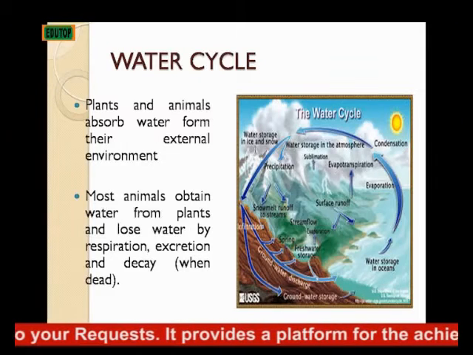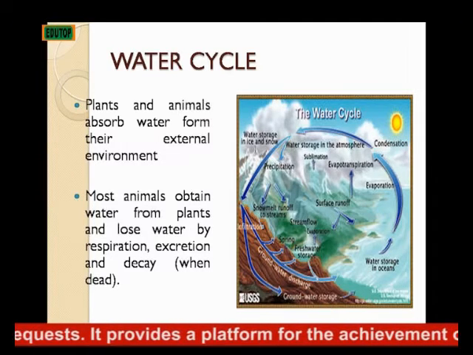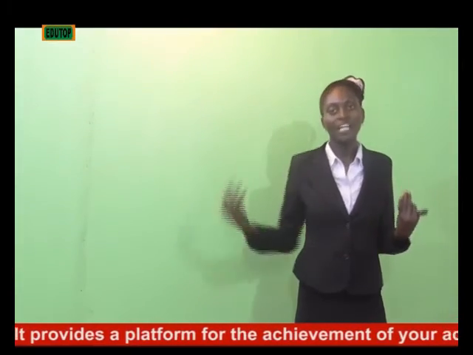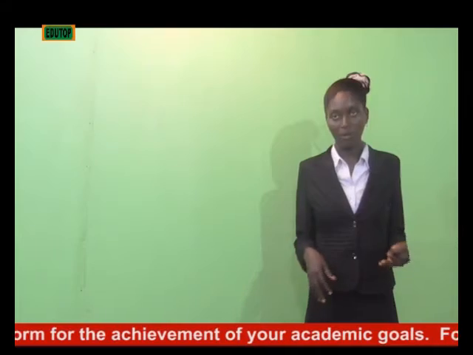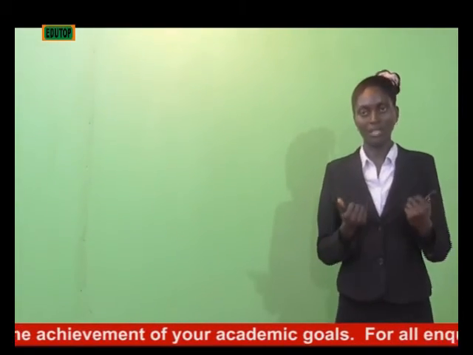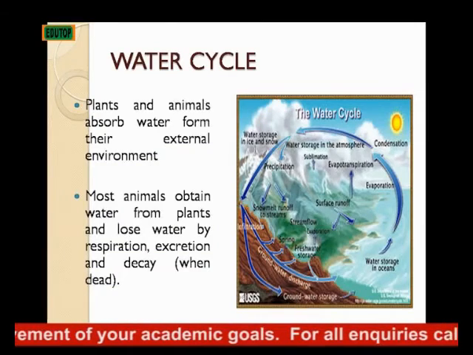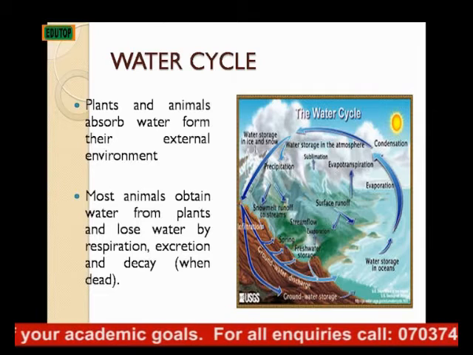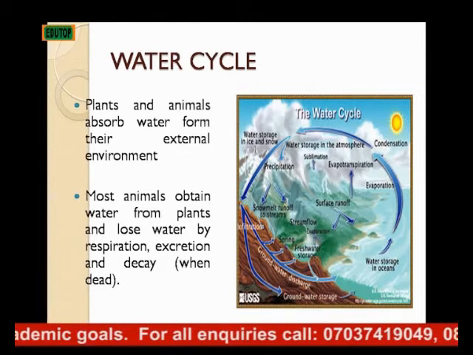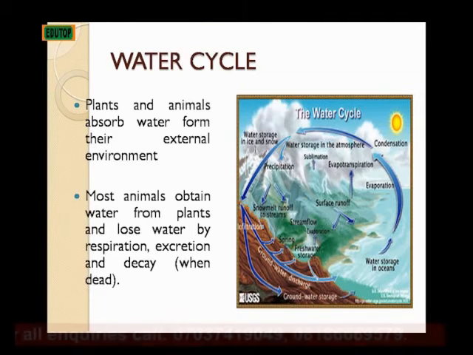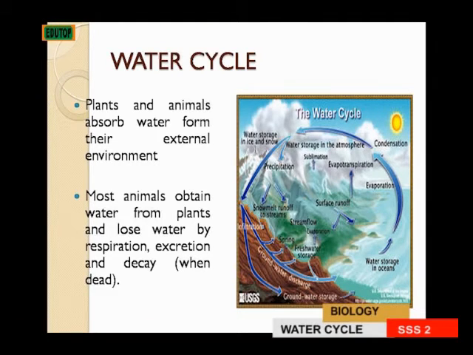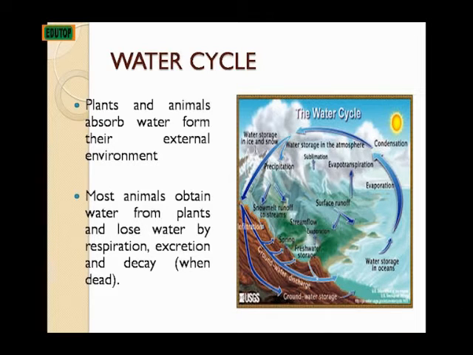Plants and animals absorb water from their external environment. Once the rain falls, animals absorb the water by drinking and so on. Then also the plants absorb the water for their growth. Most animals obtain their water from plants. When they eat the plants, the water is indirectly in their body. Then they lose the water by respiration. That is, animals lose water by respiration, by excretion, and then by decay when they die.